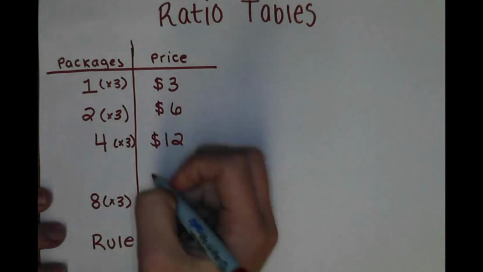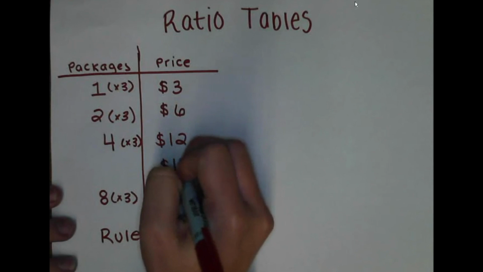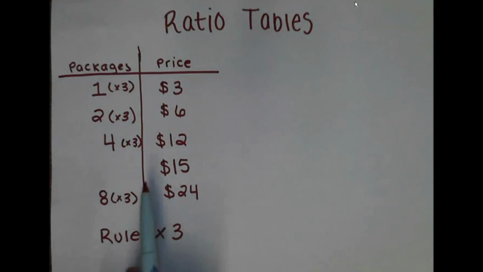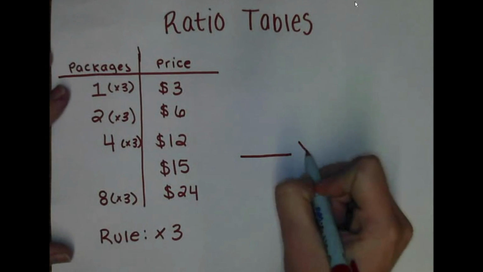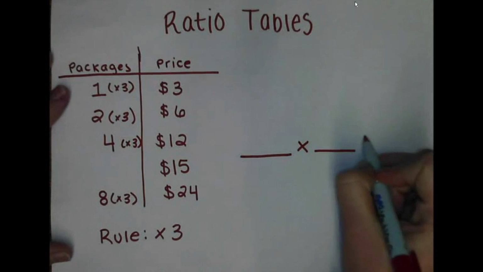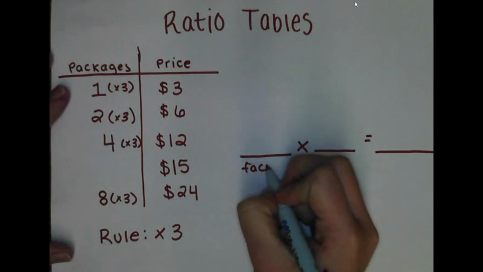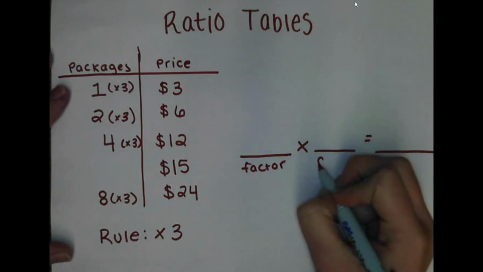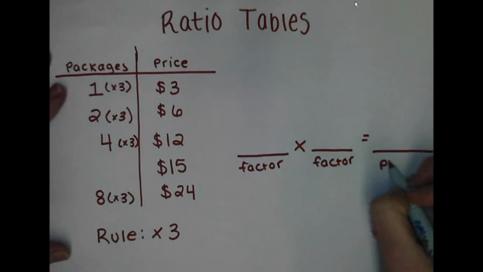Now, what they might do sometimes is throw you something like this, where they'll give me a price and I figure out how many packages there are. What I'll do here is make my equation to help me solve it. I know that a multiplication is a factor times a factor, and that will give me a product. So factor, factor, product.